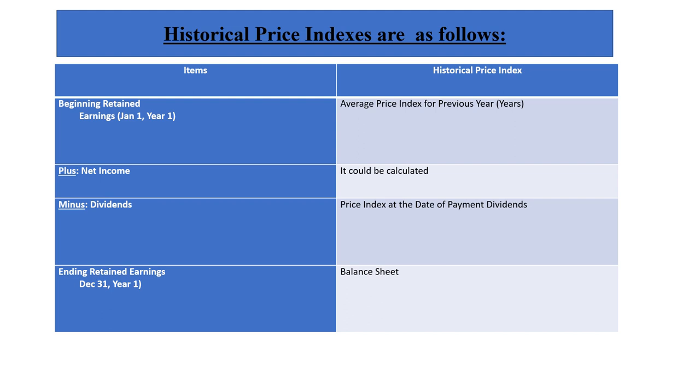Beginning retained earnings at January 1st, year one, plus net income minus dividends, the result is ending retained earnings at December 31, year one. Beginning retained earnings come from previous years, so the historical price index is the average price index for the previous year or years. Net income is calculated from the income statement. For dividends, the historical price index is the price index at the date of payment of dividends. Retained earnings at December 31 is given in the balance sheet.